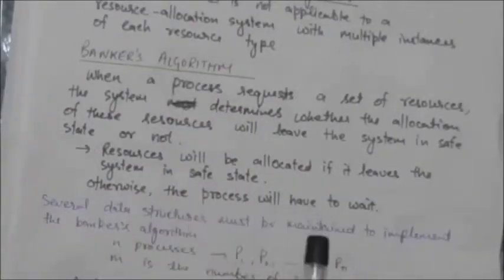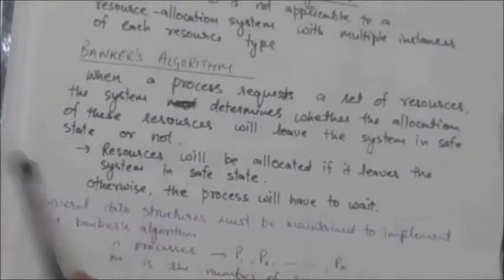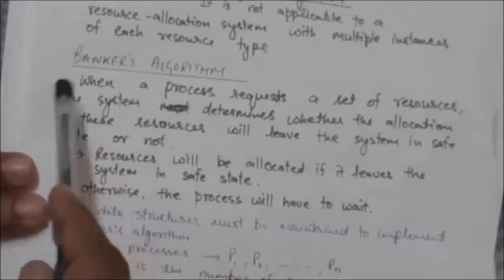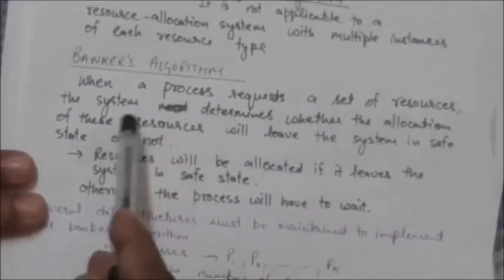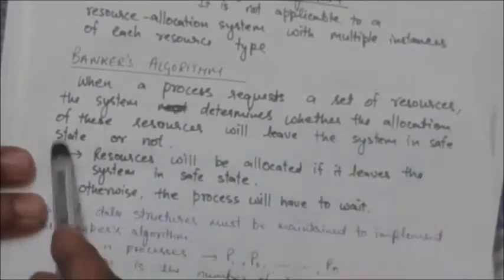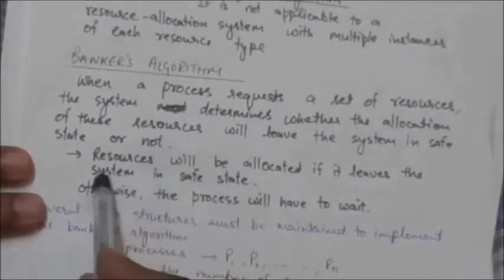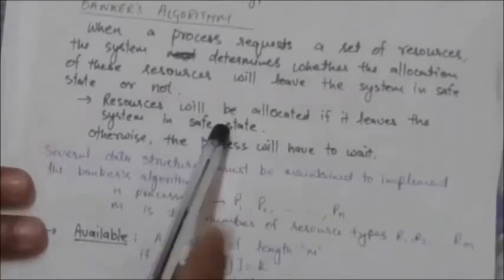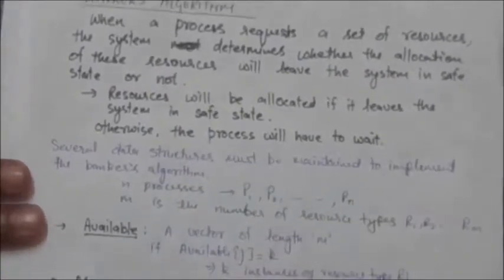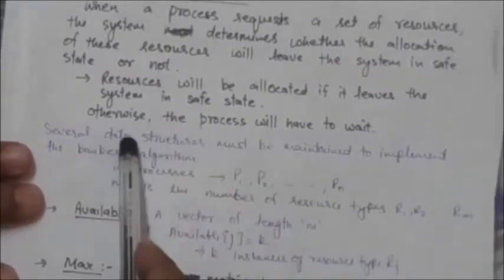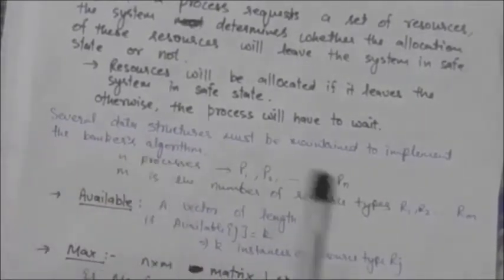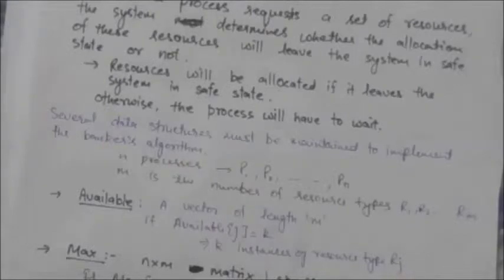It is a deadlock avoidance algorithm, and in this algorithm, when a process requests a set of resources, the system determines whether the allocation of these resources will leave the system in a safe state or not. So the resource will be allocated if it leaves the system in a safe state. Otherwise, the process will have to wait. To implement this Banker's algorithm, we need to maintain many data structures.